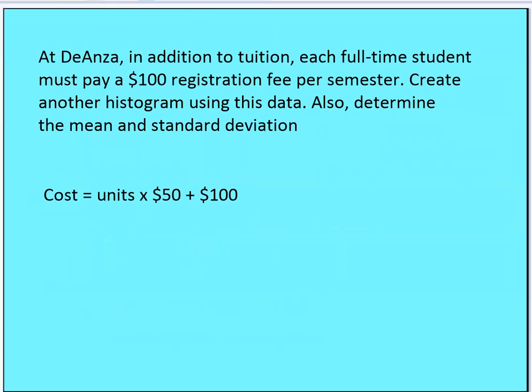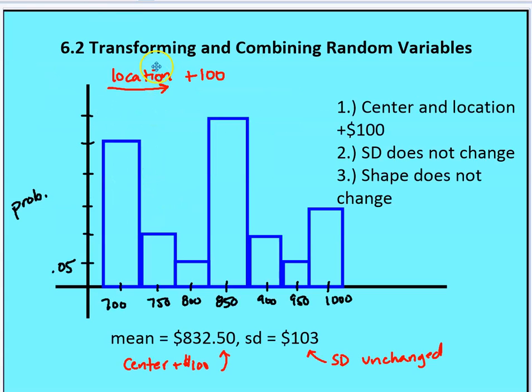And so now I'm going to add a $100 registration fee per semester. So we're going to create another histogram using this. We're going to add that constant value that we were talking about, and also determine the mean and standard deviation. All right, so the location now shifts to the right. So center and location shift by 100. Standard deviation remains unchanged, and the shape does not change. So again, I took my same shape distribution with the same probabilities. Now I'm going to shift everything to the right. I'm adding 100 to everything here. So center and location increase by 100. Standard deviation does not change, and the shape does not change.